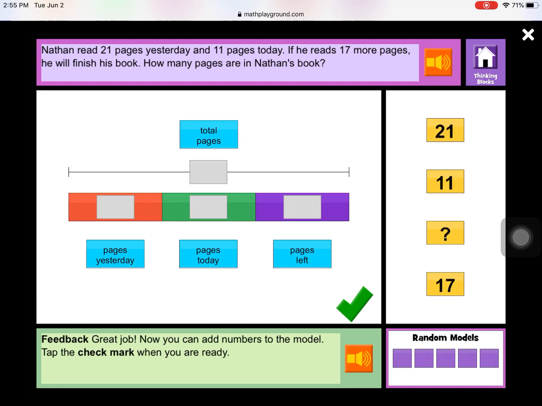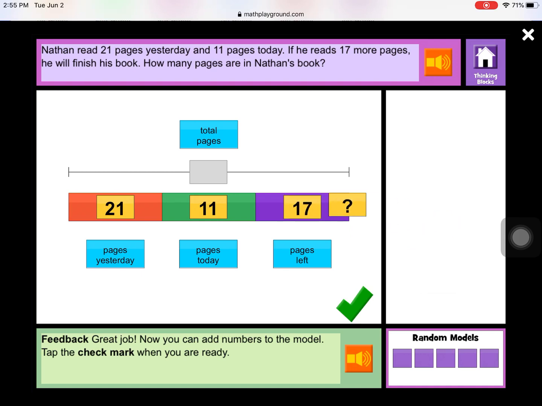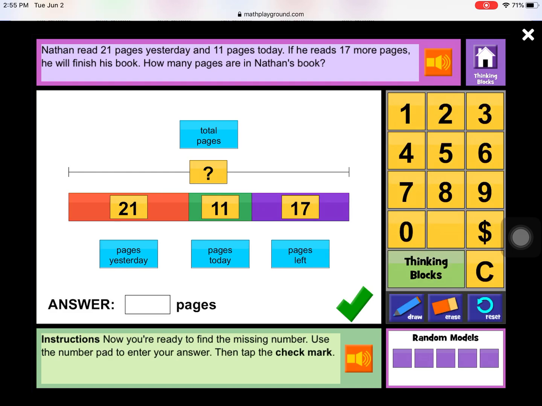All right, but now that we have the bars in place and we know how many pages we have, we can go ahead and start to think about what we know. Nathan read 21 pages yesterday. So I'm going to put that down by pages read yesterday. He read 11 pages today. If he reads 17 more pages, he will finish his book. How many pages has he read in all? I am not sure, so I'm going to go ahead and check that.